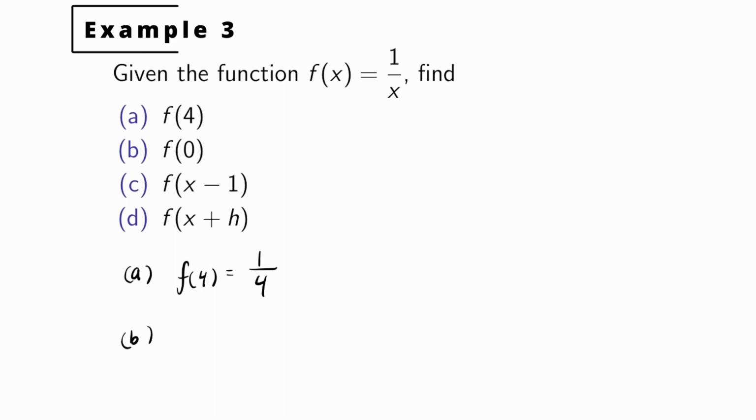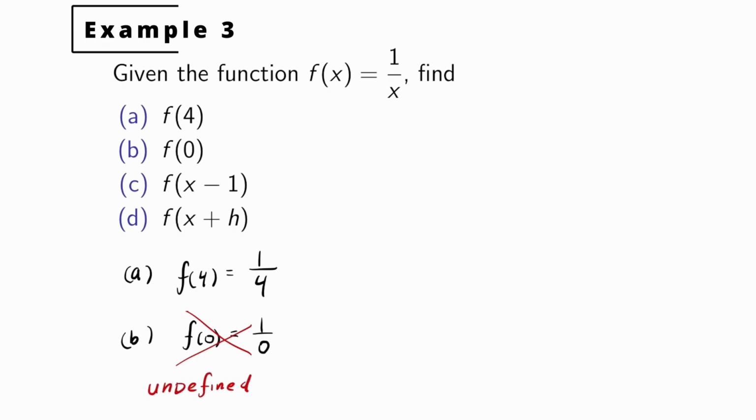Now for b, we run into a problem. You might start writing down f of 0, and you end up writing down f of 1 divided by 0. However, you cannot divide by 0. This does not give us a number. So f of 0 is what we say is undefined.